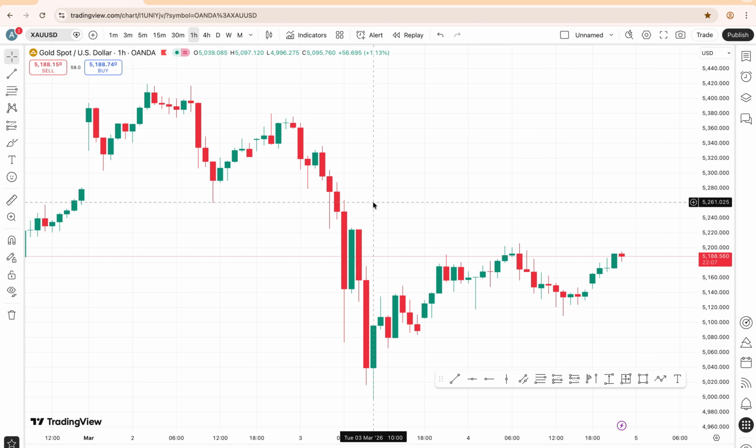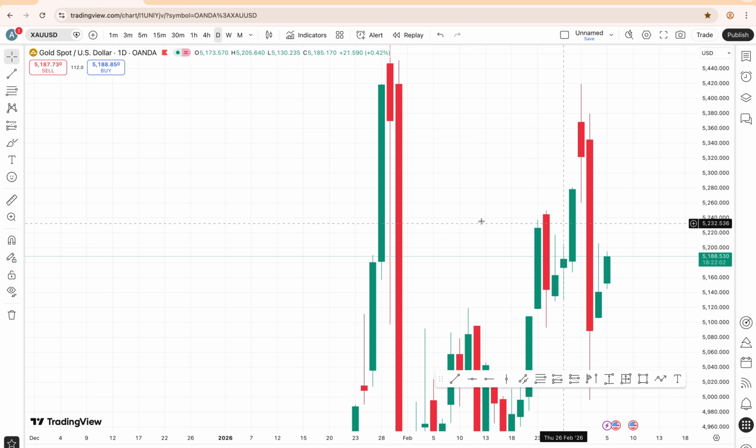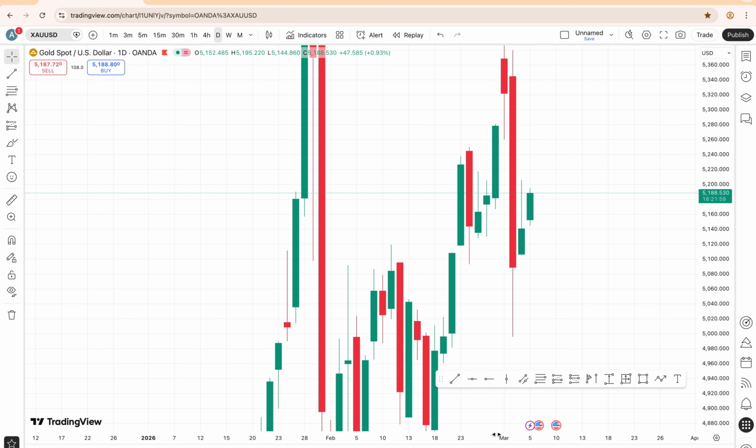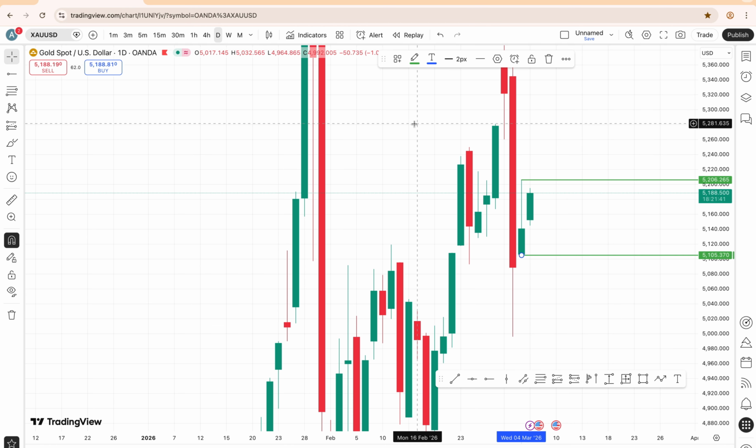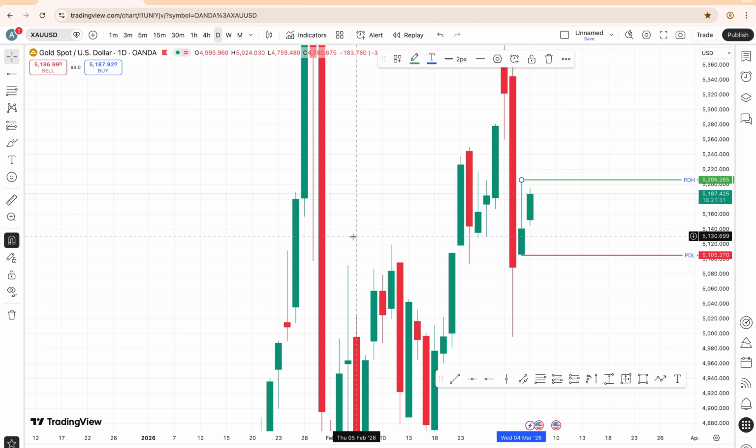Let's start step by step. So as usual, we start with the previous day. Let us mark the previous day high, which is at 5206.26, and previous day low, which is at 5105.370. This is a 100-point range, which is now your dealing range.